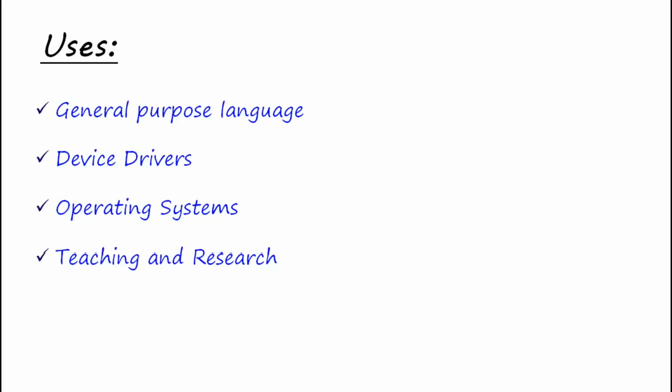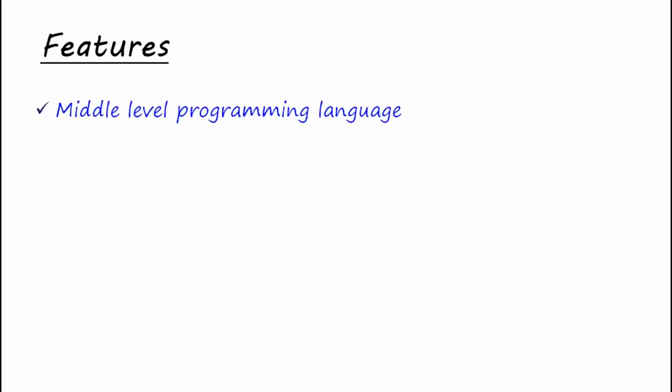First of all, it is a middle level programming language. Now we have heard about high level programming languages and low level programming languages. A middle level programming language basically has features of both high level and low level languages. Although it's easy to use like a high level language, it also has features making it possible to work on low level. So it helps us in interaction with hardware.